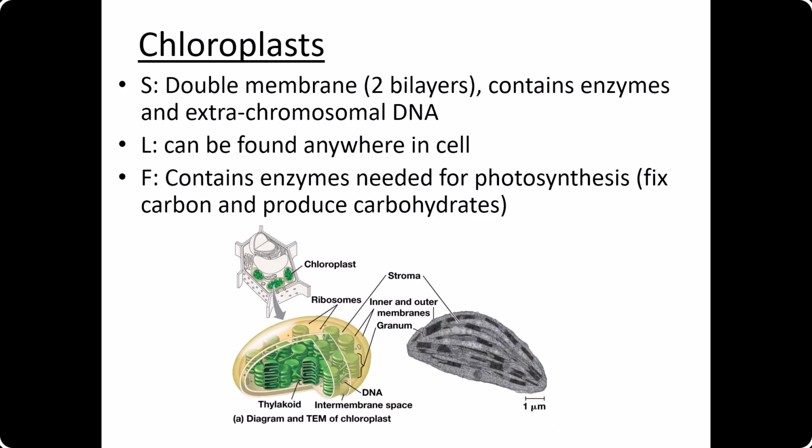So chloroplasts then are an organelle that can be found in plants and other photosynthetic organisms as well. Chloroplasts, like mitochondria, have two membranes around them, so two bilayers, and they contain enzymes that are important for photosynthesis. They also have their own DNA. They can be found anywhere throughout a cell that does photosynthesis. And again, they contain the enzymes that are needed for photosynthesis, which we'll talk more about in Unit 2. But broadly speaking, photosynthesis allows organisms to use light energy to produce carbohydrates.